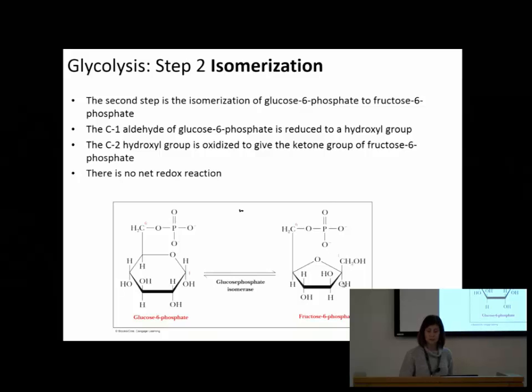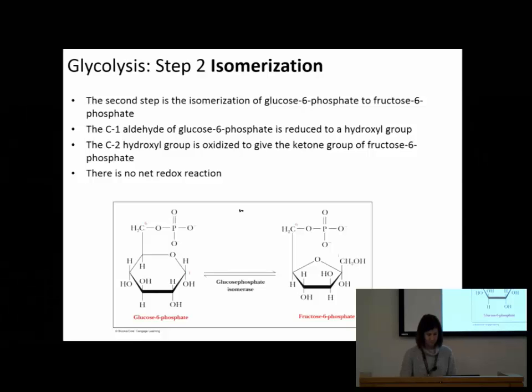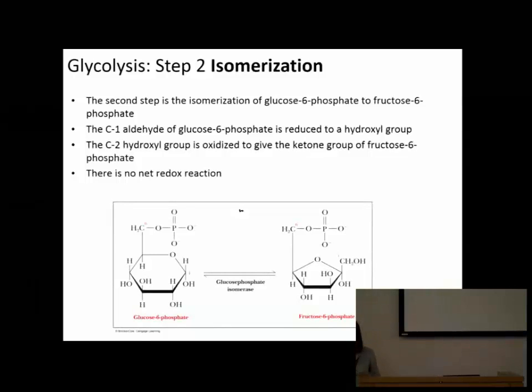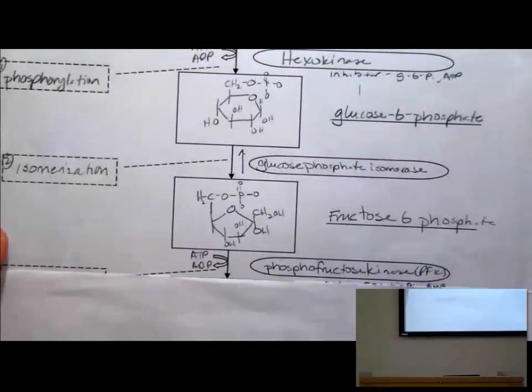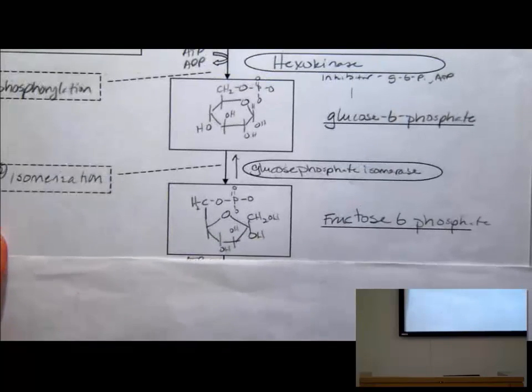What I want you to remember is that this is a reversible reaction. We're going from glucose to fructose to make another dangly carbon. And that's an isomerization. What's going to happen next, guys? Phosphorylation. So see, you guys are learning it. But before we do that, we're going to go back to our document camera and do that isomerization.